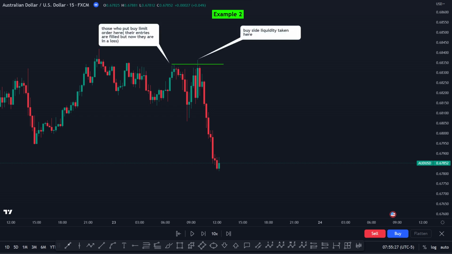We can see that price spiked above the previous high. This will also trigger buy stops of some traders. You can also call it buy side liquidity.